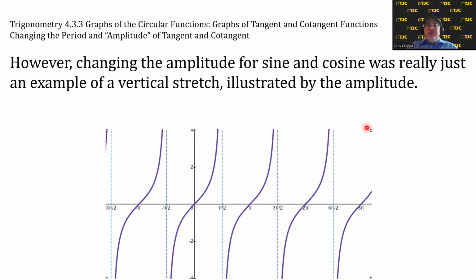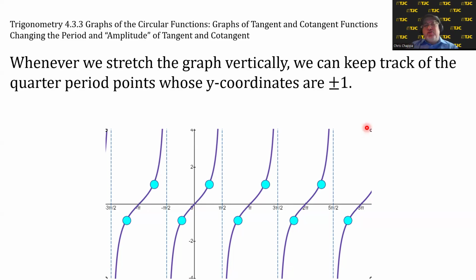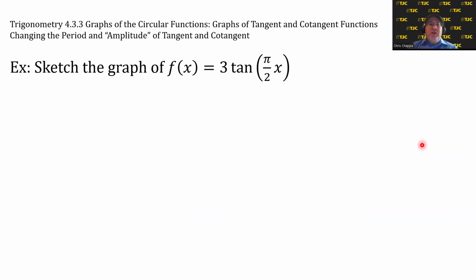However, changing the amplitude for sine and cosine was really just an example of a vertical stretch illustrated by the amplitude. Whenever we stretch the graph of tangent vertically, we can keep track of the quarter period points whose y-coordinates are plus or minus 1 at the odd multiples of pi over 4. So it's these points that will help us reflect the quote-unquote amplitude, the vertical stretch. For example, let's sketch the graph of f of x equals 3 tangent of pi over 2 x.